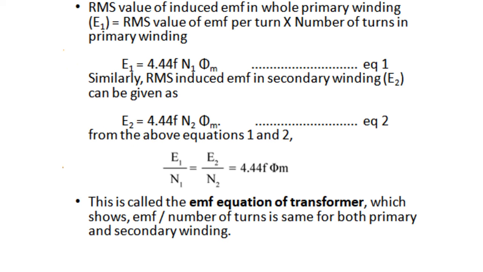Now the RMS value of induced EMF in the primary equals E1 = 4.44 f N1 φm. Similarly, the RMS value of induced EMF in the secondary equals E2 = 4.44 f N2 Bm A. From equations 1 and 2, E1 by E2 equals N1 by N2, or E1 by N1 equals E2 by N2 equals 4.44 fφm. It means EMF per turn is the same in both primary and secondary.